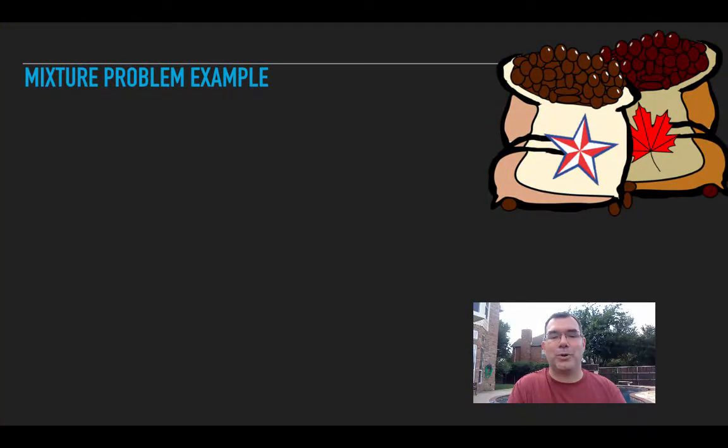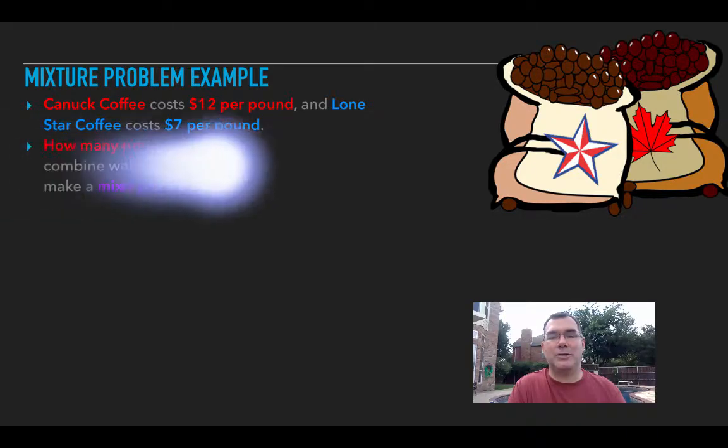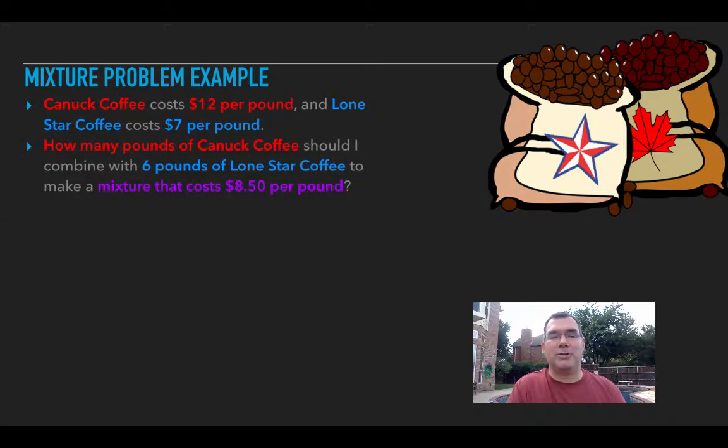So here's a mixture problem example. We have two coffee companies. Canuck Coffee costs $12 a pound and Lone Star Coffee costs $7 a pound. So how many pounds of Canuck Coffee should I combine with 6 pounds of Lone Star Coffee to make a mixture that would cost $8.50 a pound?